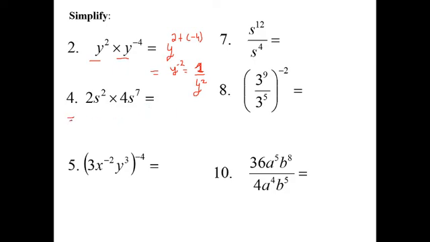This one here, I have 2 times 4, which gives you 8. And then I have s to the power of 2 times s to the power of 7. So this would be s to the power of 2 plus 7. This is going to simplify to 8 s to the power of 9. Again, I'm keeping the base s and I'm adding the exponents. This here is an s, sorry, it's not a 5.